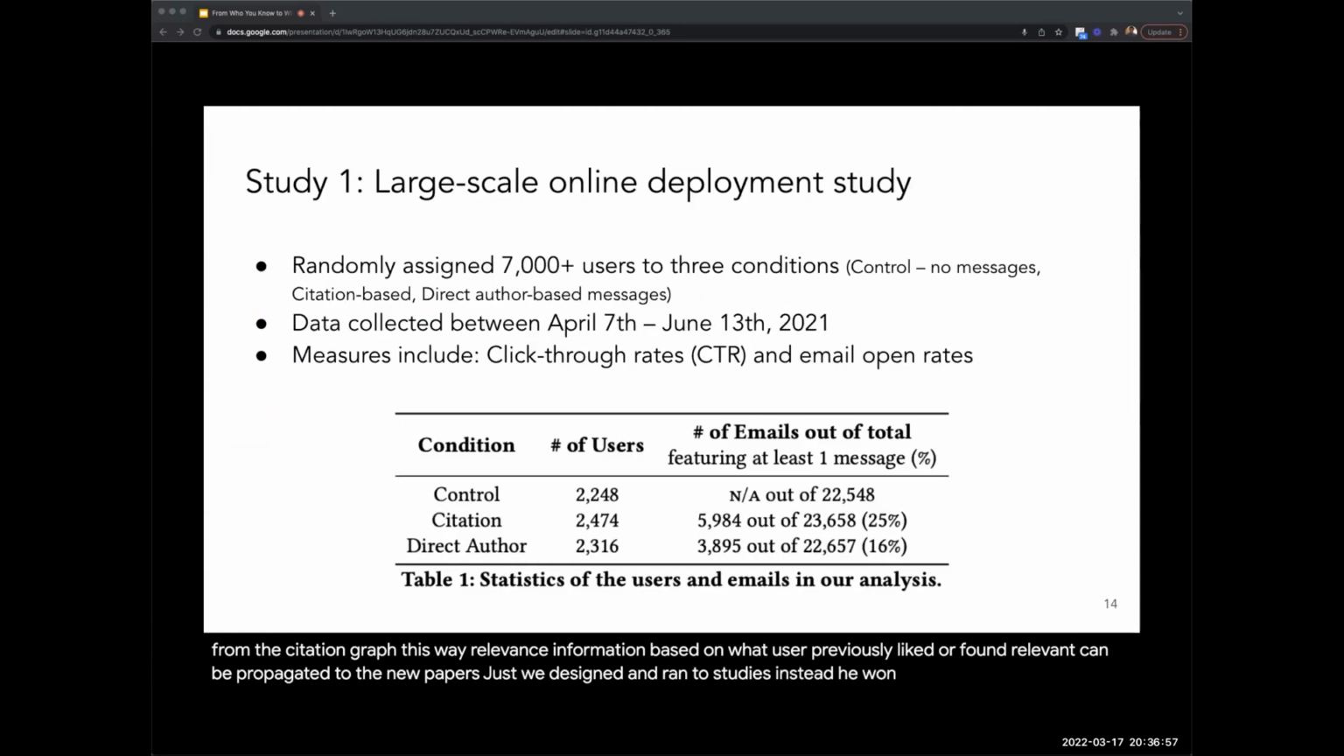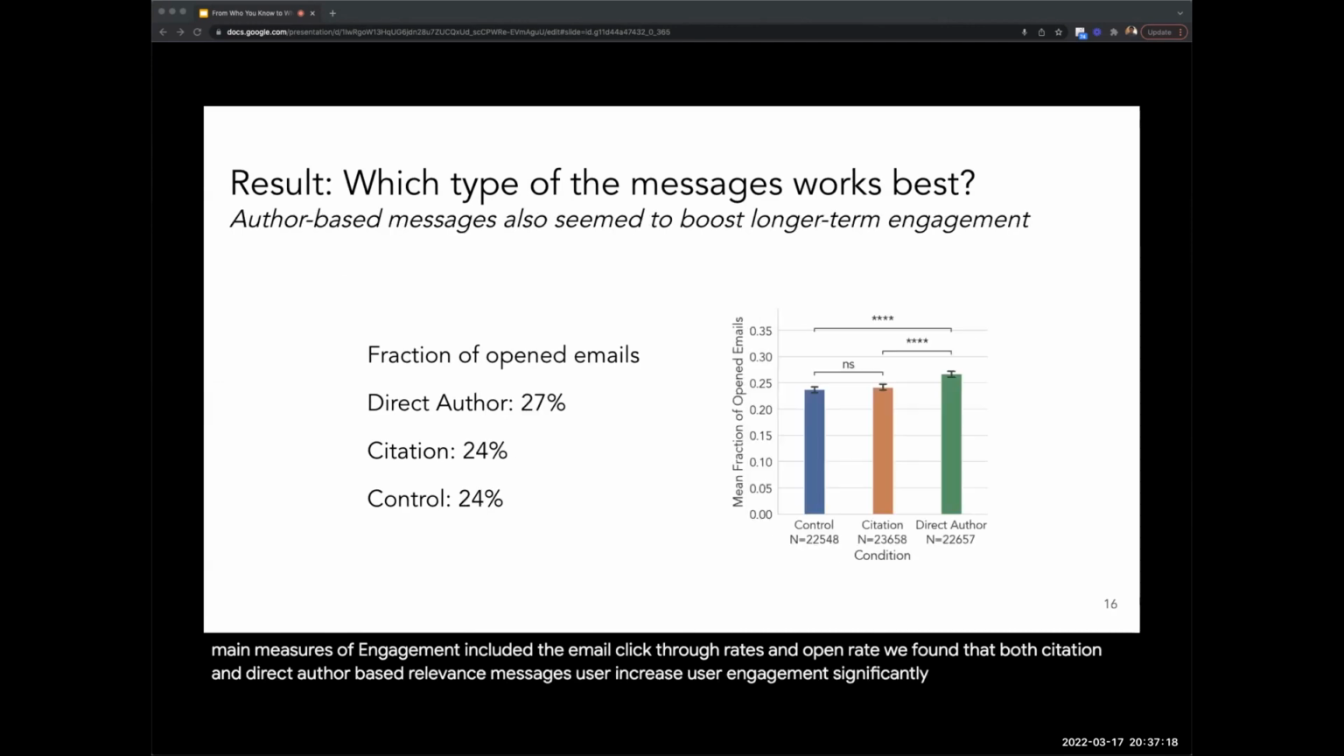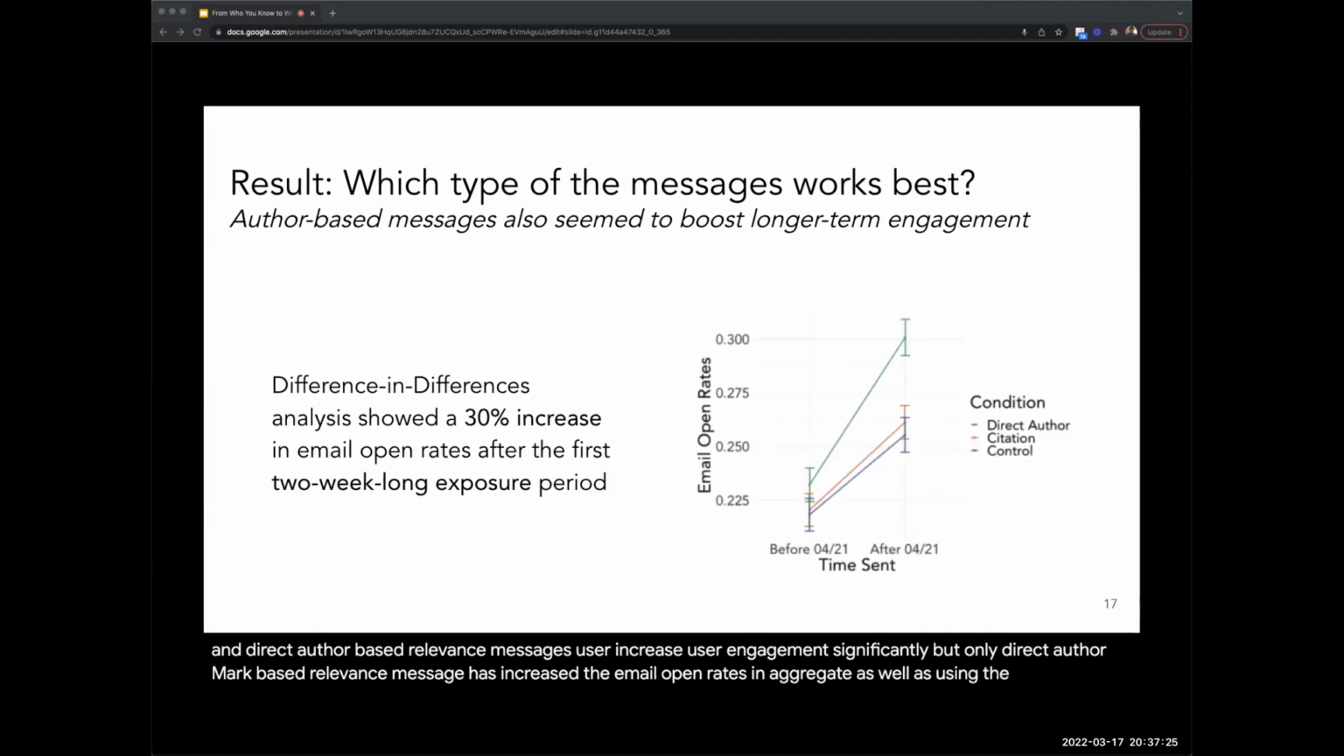In study one, we randomly assigned over 7,000 users to one of the three conditions and collected their engagement data with email alerts. Our main measures of engagement included the email click-through rates and open rates. We found that both citation and direct author-based relevance messages increased user engagement significantly, but only direct author-based relevance messages increased the email open rates in aggregate, as well as using the difference in differences method to account for the effect from habitual opening of emails over time.